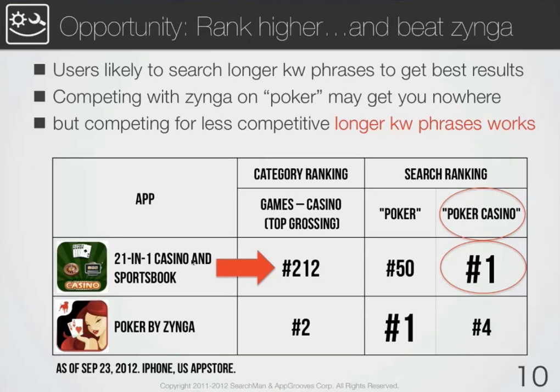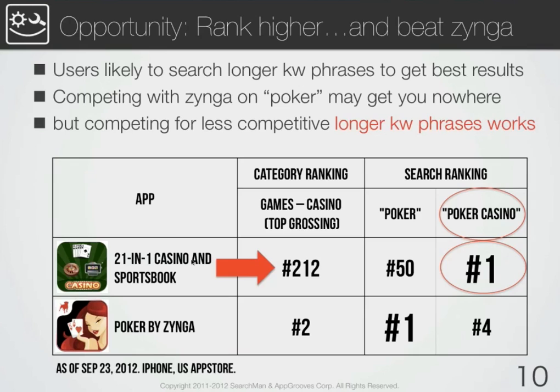So we think that this is actually an opportunity because, as we've shown here, this data is a bit old, but it applies today for multiple different sets of keywords. As users entered longer keywords, they actually get different results. Under the head keyword of poker, Zynga is number 4, and probably number 1, and it's probably still number 1.